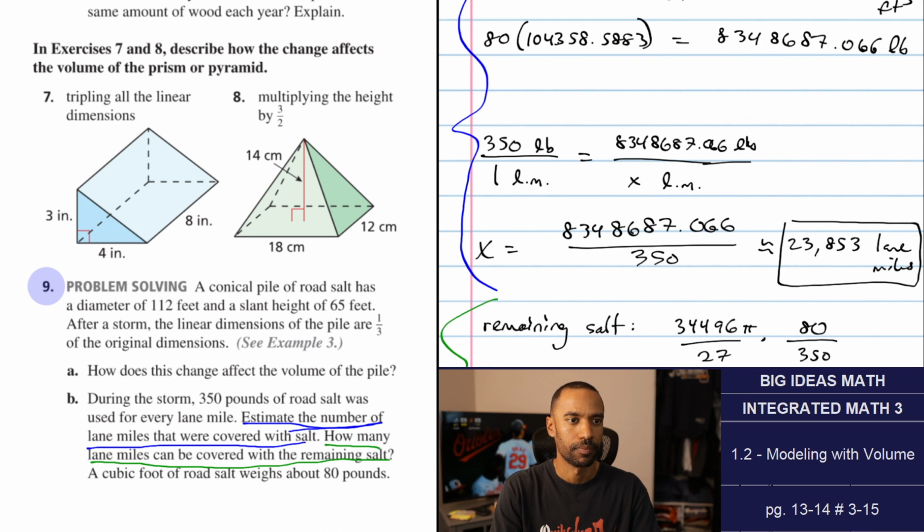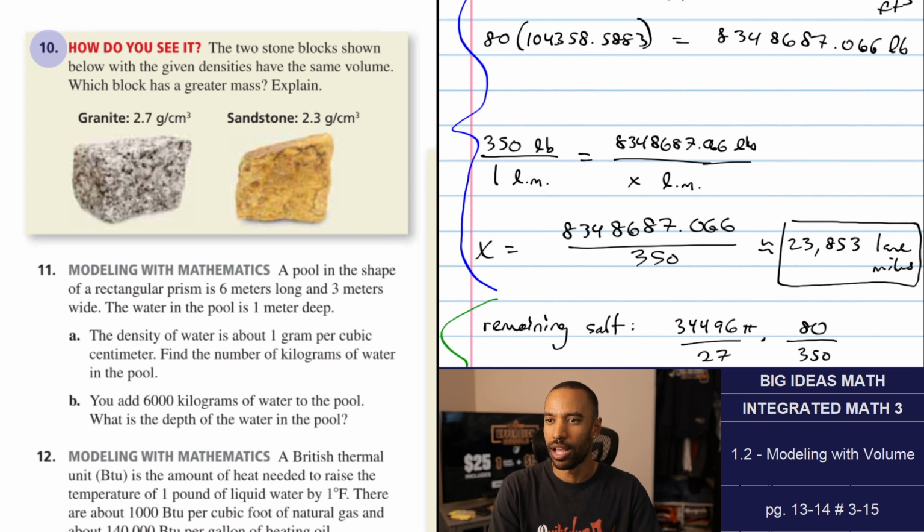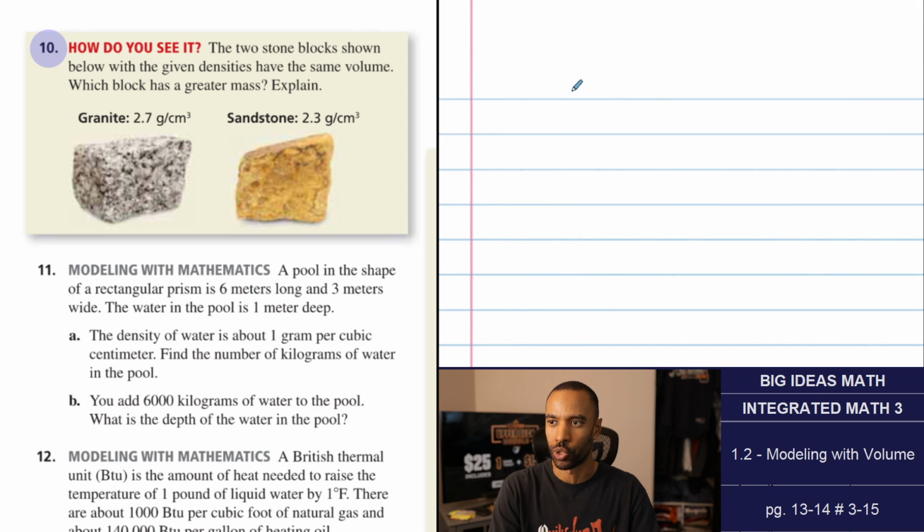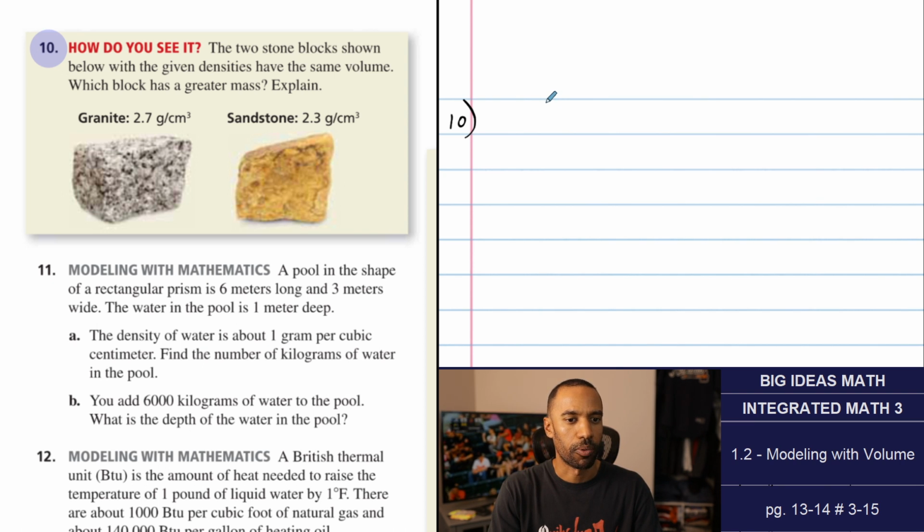And that's number 9. All right, still a lot of problems. Still a lot to do here. It's not short order. Number 10: The 2 stone blocks shown below with the given densities have the same volume. Which block has greater mass? Explain. So density is mass over volume.